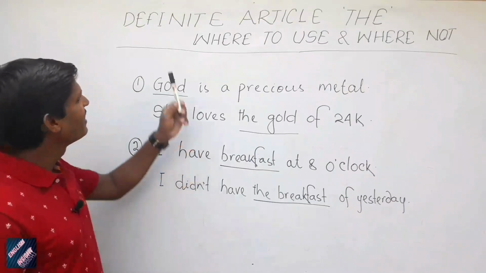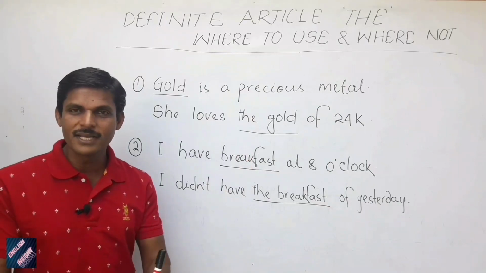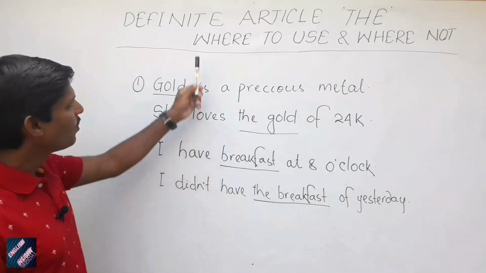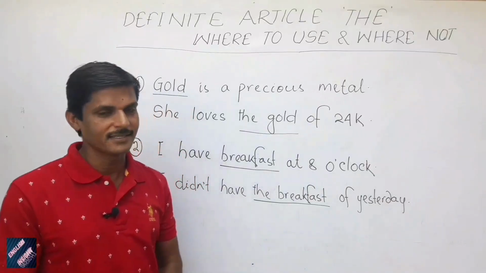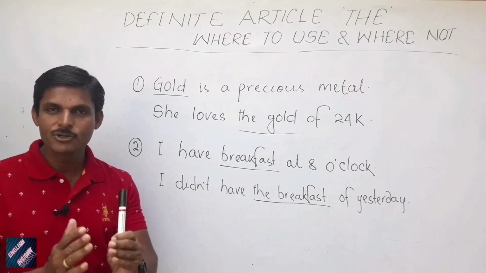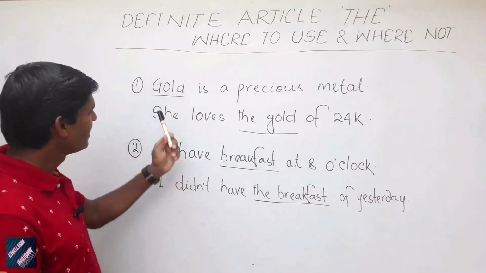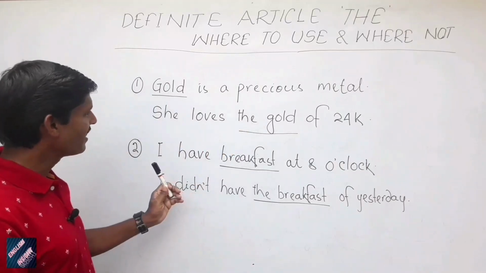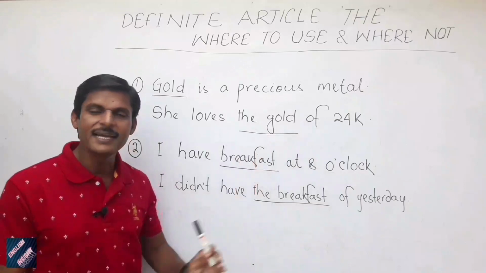Okay, let's start. The topic is the definite article the. It means the use of the in sentences. Now we'll see where to use and where not to use the in sentences. Friends, 10 pairs of sentences, in total 20 sentences, have been cited here. The first pair: gold is a precious metal, and the second sentence is, she loves the gold of 24 carats.